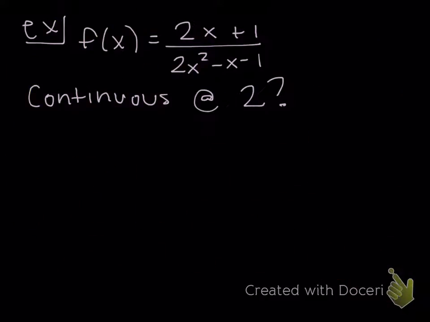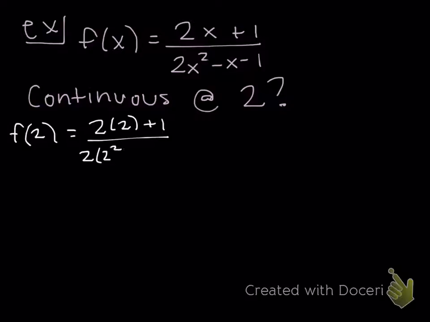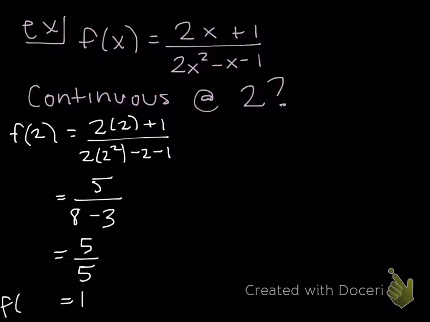For our first example, what we need to find is f of 2 versus the limit as x goes to 2. Let's find f of 2 first. When I plug in 2, in the numerator I have 2 times 2 plus 1, over 2 times 2 squared minus 2 minus 1. In the numerator, 4 plus 1 is 5. In the denominator, 2 squared is 4, times 2 is 8, and then I have minus 3. So I have 5 divided by 5, which equals 1. So f of 2 equals 1.